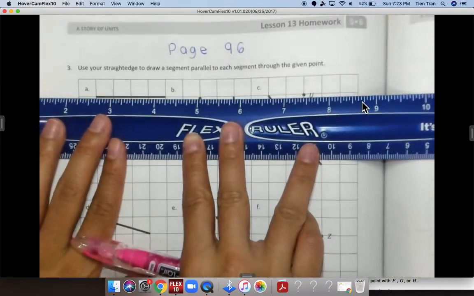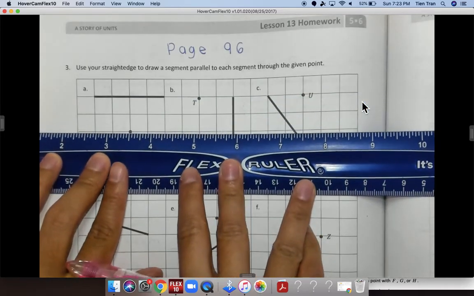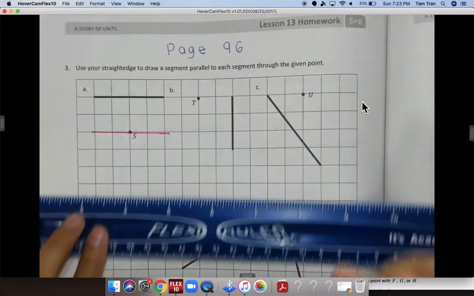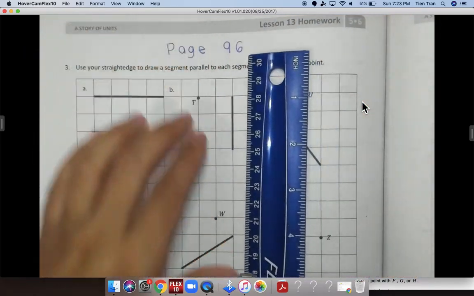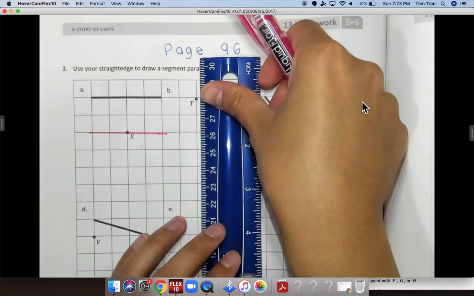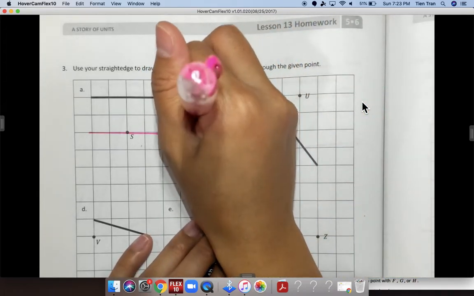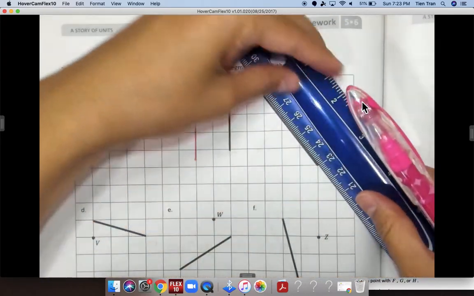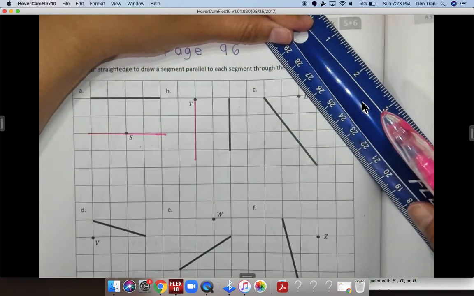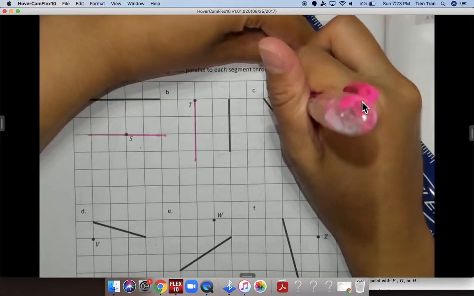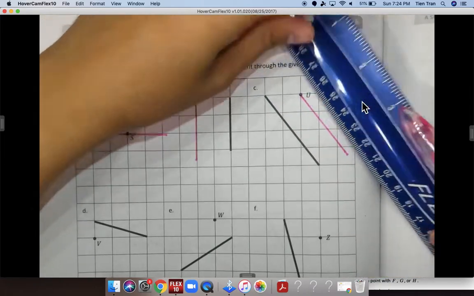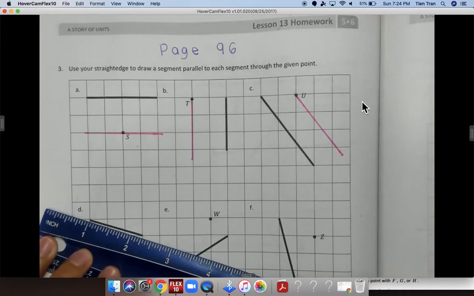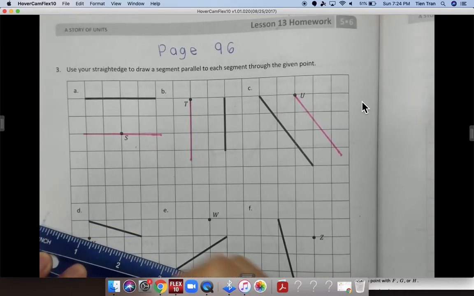So right here we have one parallel line, and I'm going to slide my ruler down and draw this one. Okay, and then for this one over here, for problem B, I'm going to do the same thing, slide my ruler and draw the line. Okay, and then for C, I'm going to do the same thing. I'm going to make sure I slide my ruler and draw the line. And for D, I'm going to do the same thing. I'm going to make sure that I slide my ruler and draw my parallel lines.